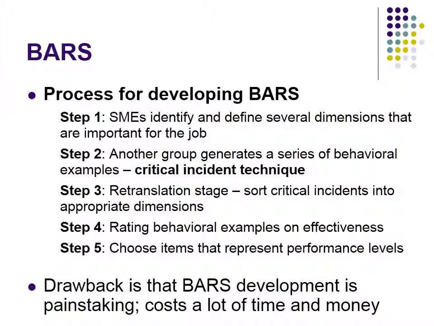Once we have that, we then have rating the behavioral examples and effectiveness. Once they're sorted, for example, if one of the dimensions was following procedures, there might be 37 examples. Step 4 is about determining what each of those examples would rate on that 1 to 10 scale. Is this an example of 4 behavior? Is this an example of 6 behavior? Is this an example of 1 behavior? And finally, once you've done that, you would choose items, or maybe even collapse and combine items, to create the final behavioral anchors of that scale.